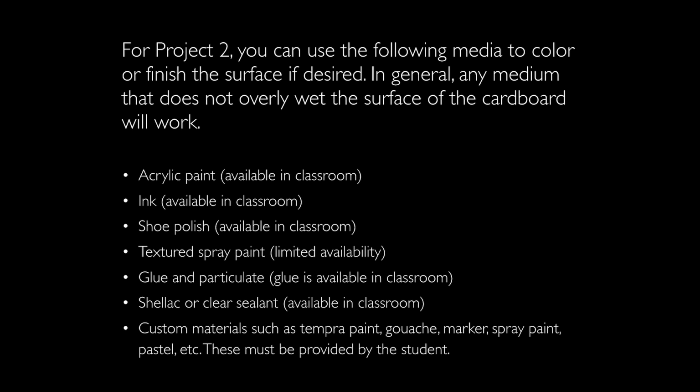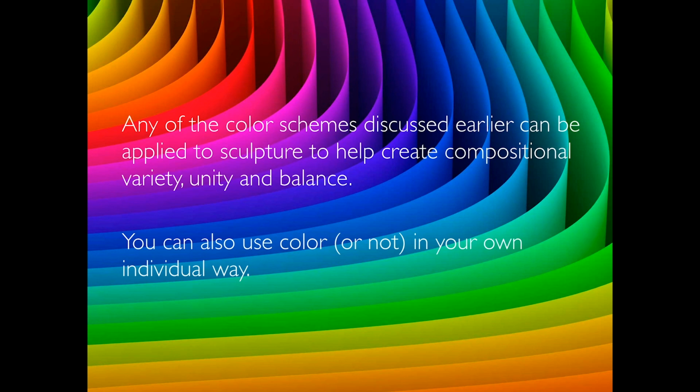And finally, you're welcome to use custom materials such as tempera paint, gouache, marker, spray paint, pastel, anything like that you have to provide. But folks in the past have done some very cool things with other materials that they had on hand. All right. Obviously, we are not ready to start coloring our sculptures yet. We're still building the structures. However, start thinking about it now. What might you like to do with your surface?